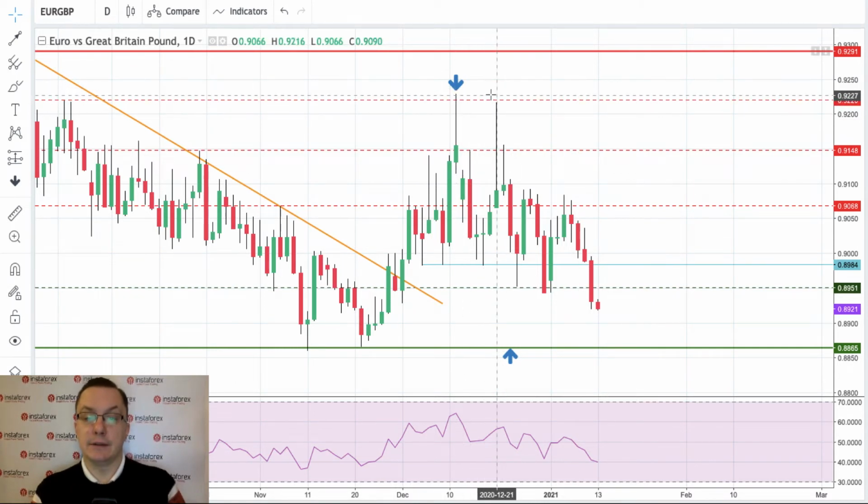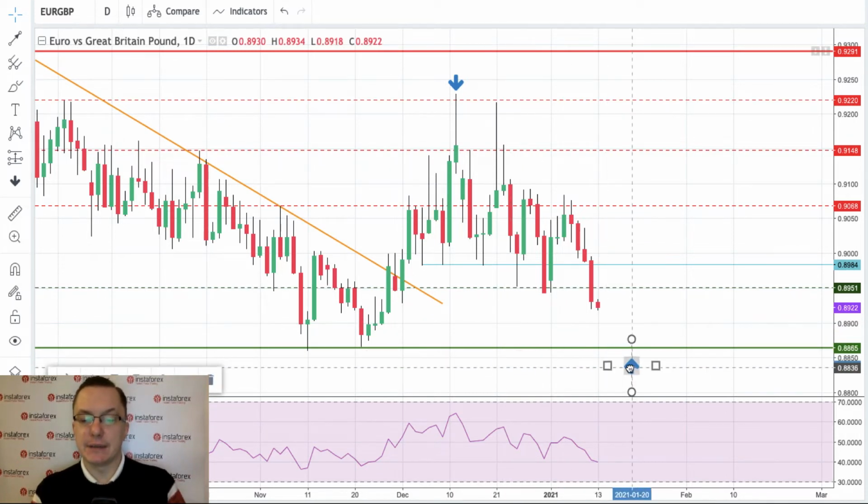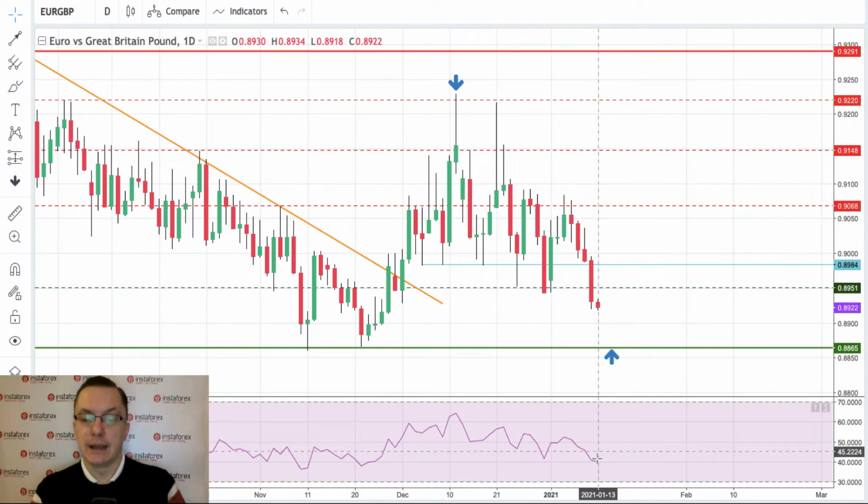As you can see, we got this level 9,220 rejected twice, and right now we just reversed and are going, of course, to test the key technical support at 8,865. So please keep an eye on this level. Please keep an eye on these developments, especially because the negative and weak RSI is supporting the current short-term outlook for the euro to the GBP.